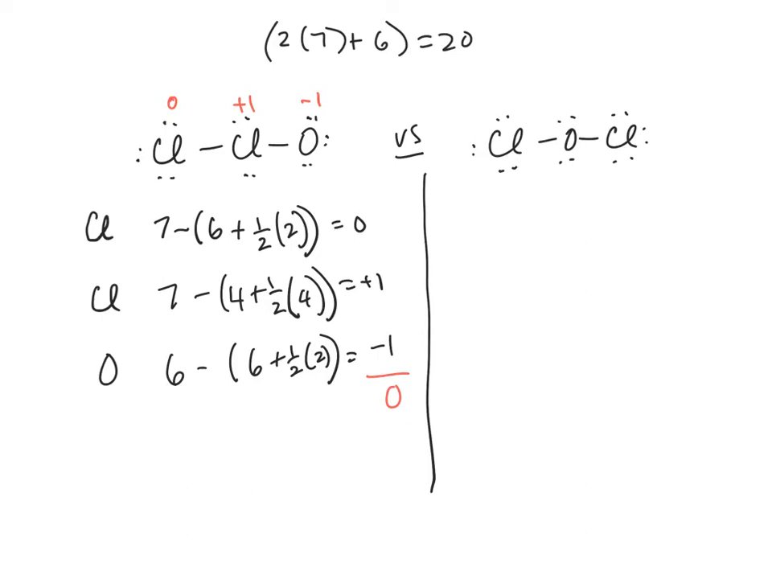So anyway, okay, so then the second one we have Cl, O, and Cl. And the one on the left, you have 7 minus 6 lone pair electrons plus 1/2 the electrons in the bond. There's 2 electrons in that bond. So this is 7 minus 7 is 0. The one on the end will be the same.